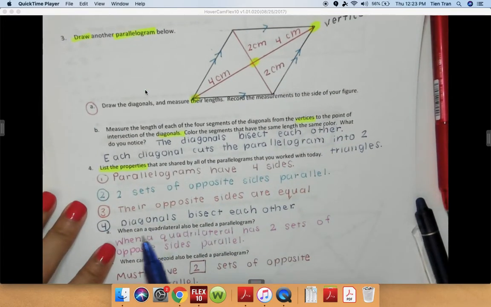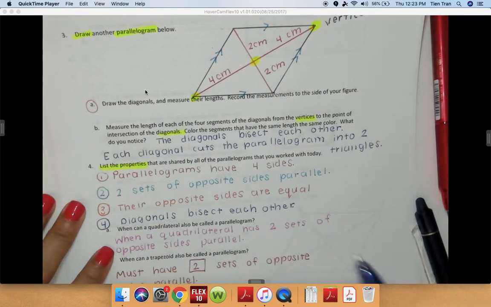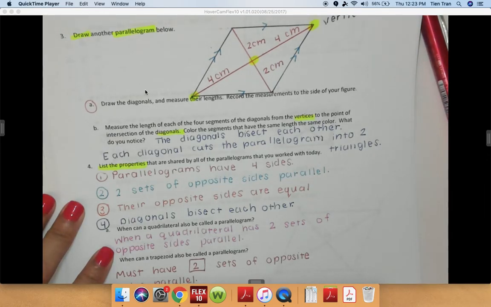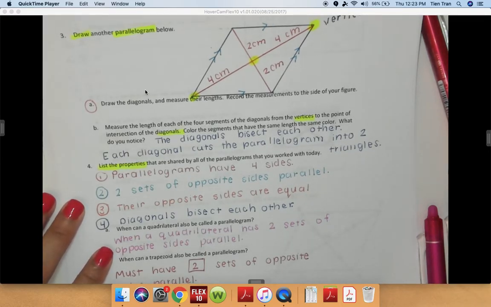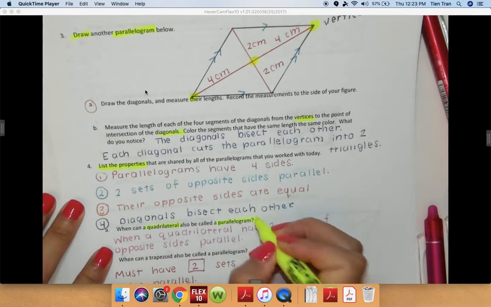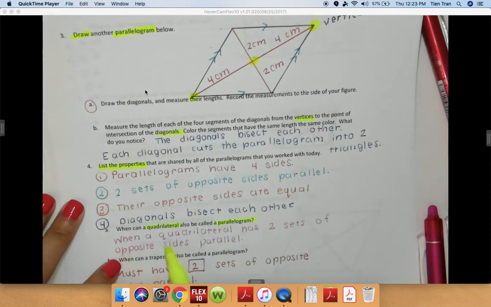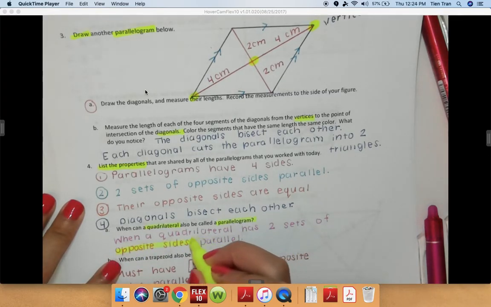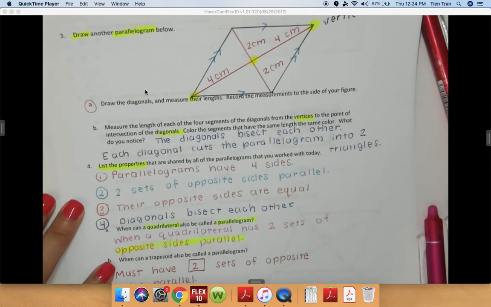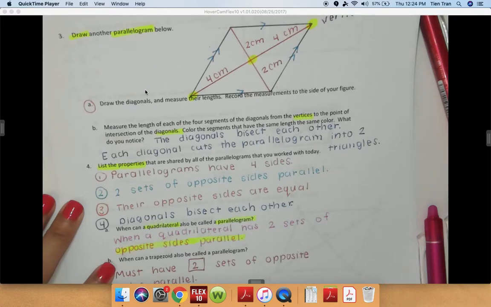Now, problem 4, or A. When can quadrilaterals be called parallelograms? So a quadrilateral usually has 4 sides, just like a parallelogram. And that's a good question to ask because they are very similar to each other, right? A quadrilateral can be called a parallelogram when it has 2 sets of opposite sides that are parallel. So they need to be parallel in order for it to be called a parallelogram.